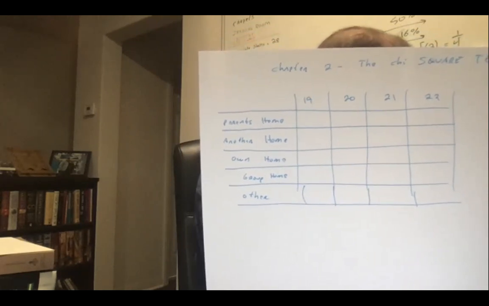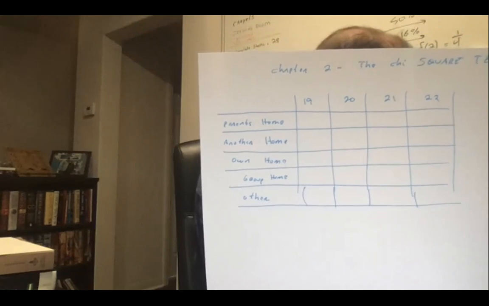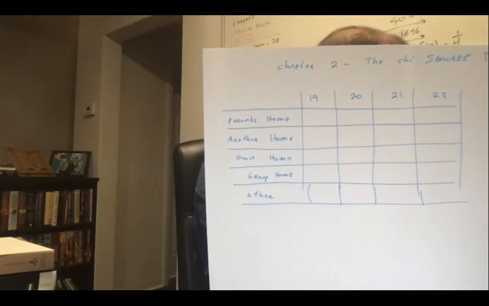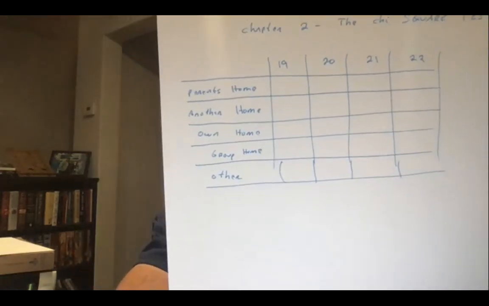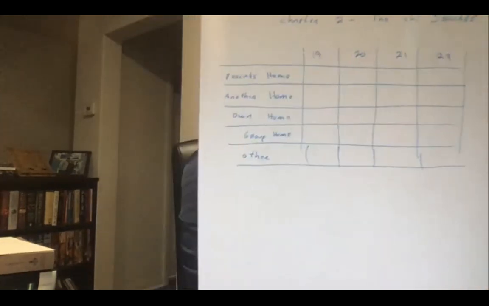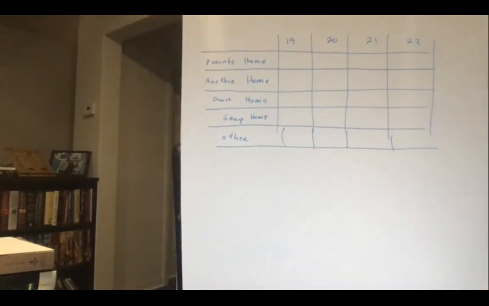And this is the problem where we're curious about where people live. Where do young people live? It's kind of self-explanatory: at what age are people living where?